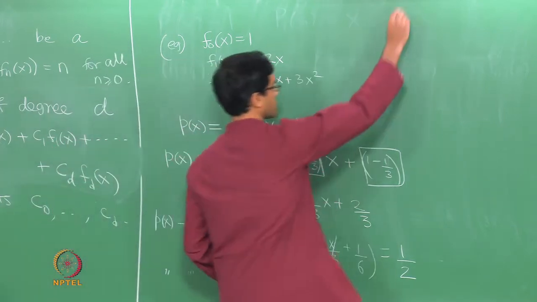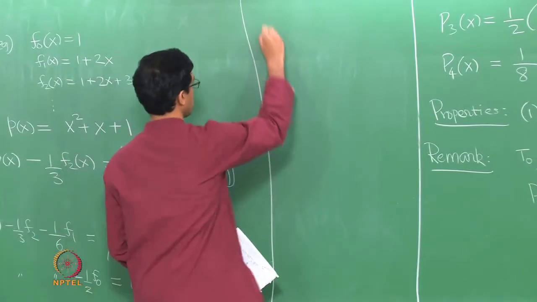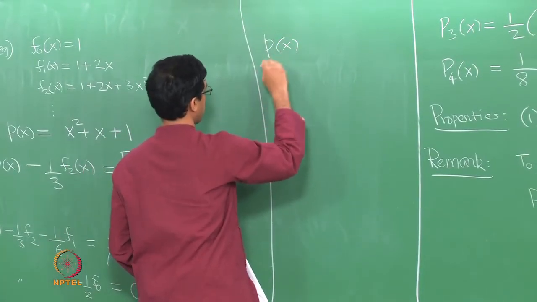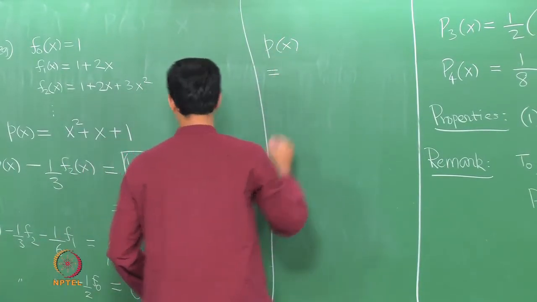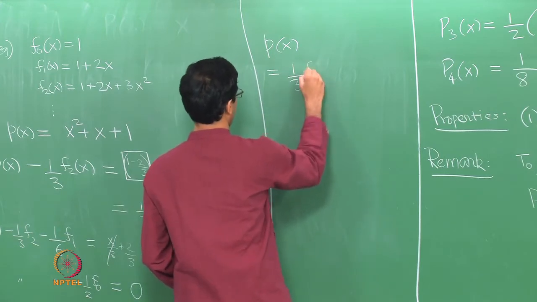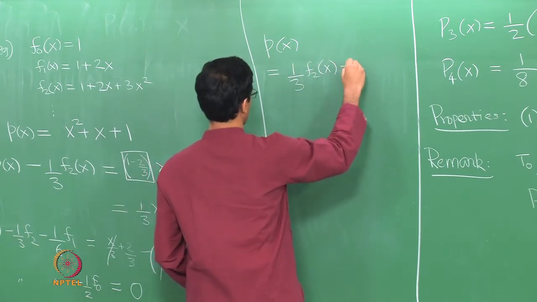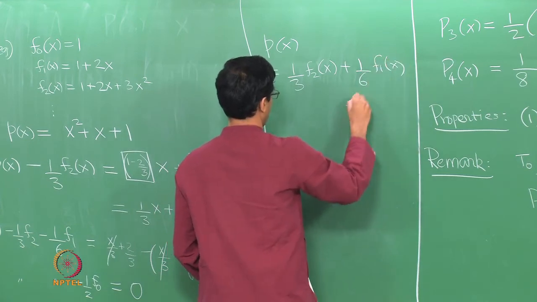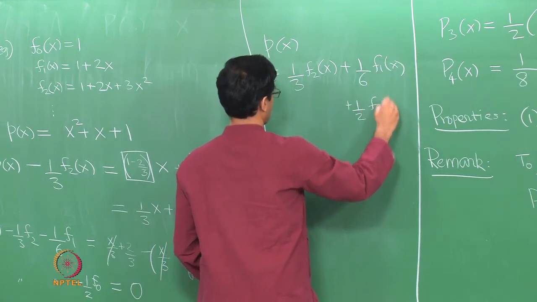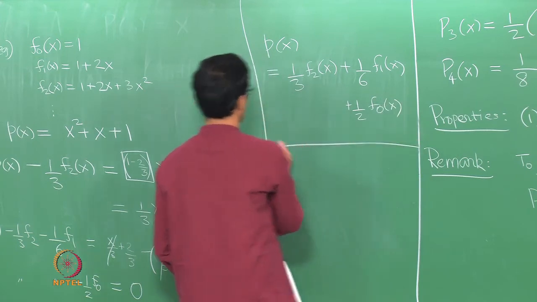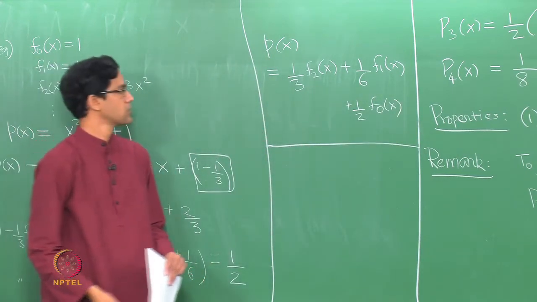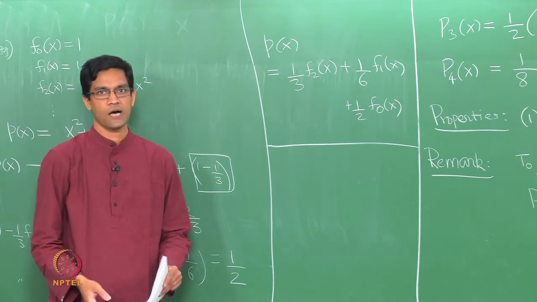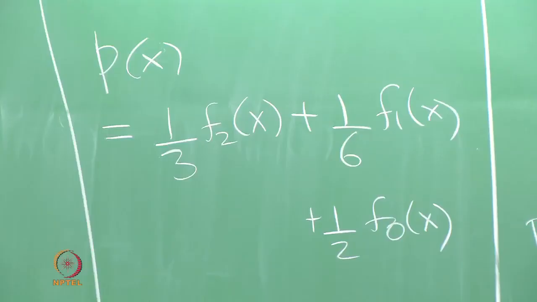So here is what we conclude: the given polynomial p of x is therefore just 1/3 f2 of x plus 1/6 f1 of x plus half of f0 of x, okay. So this procedure is more or less the proof in general.